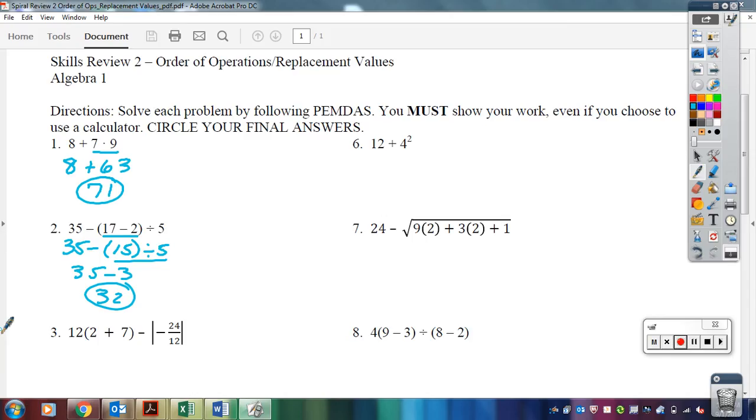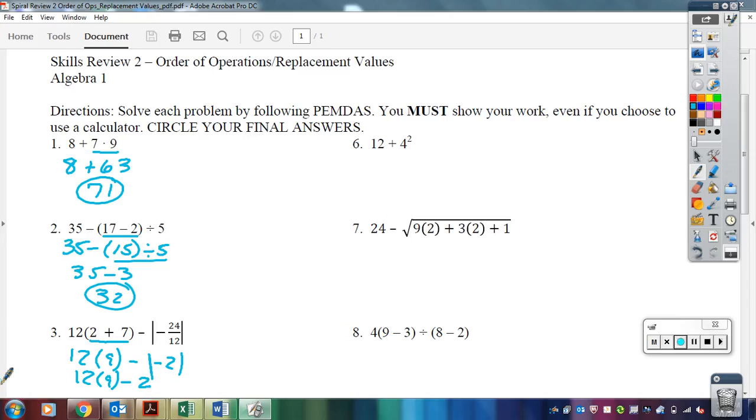Question number 3, we do the work inside the parentheses, which would be 7 and 2 added together, so it's 12 times 9 minus, well again, inside these absolute value bars falls into the parentheses grouping. Negative 24 divided by 12, yes, it's a fraction bar, but it's also division. Fraction and division are the same thing, so it's negative 24 divided by 12, which is negative 2.